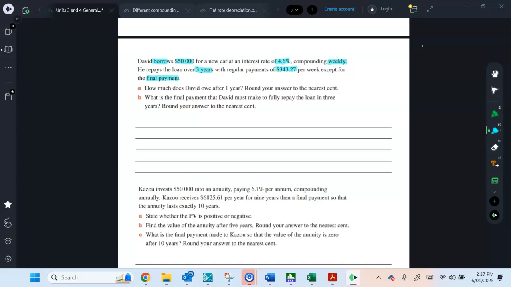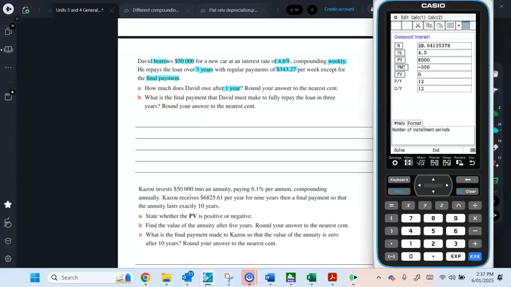How much does David owe after 1 year? Round your answer to the nearest cent. So going back onto Financial Solver, let's clear what we had there. Just go to clear page. We're looking at 1 year and it's weekly, so 1 year times 52. I could have just written 52, but I put that in there just in case it was like 10 years or whatever, you can see how you would calculate it. You don't have to do it in your main screen.